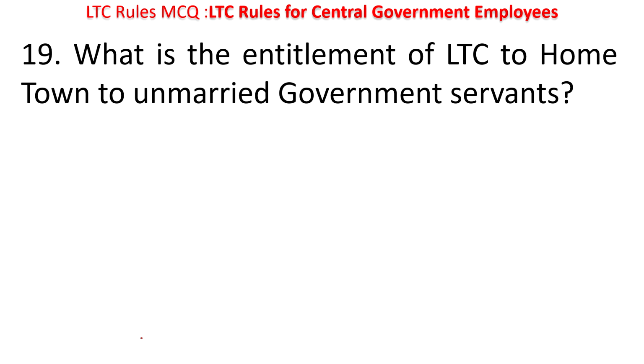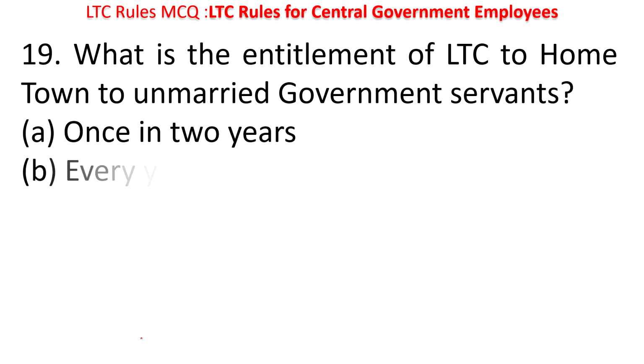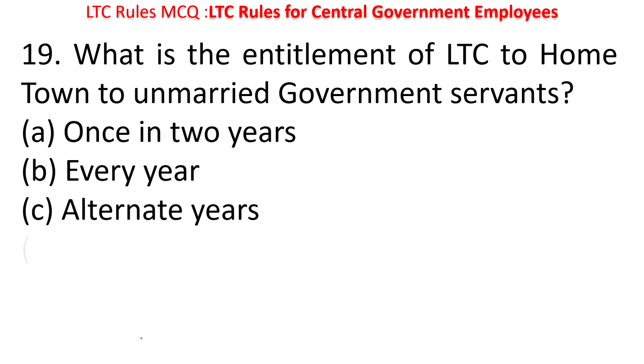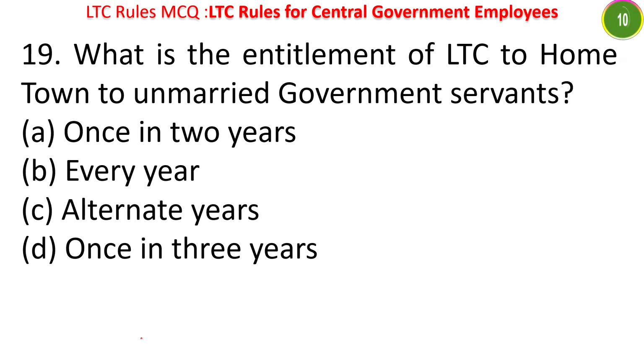What is the entitlement of LTC to hometown for unmarried government servants? Once in 2 years, every year, alternate years, once in 3 years. Your time starts now. The answer: it is every year for the first 8 years.